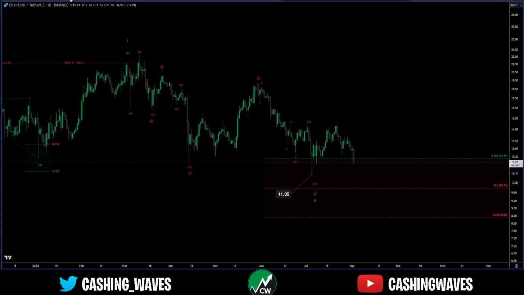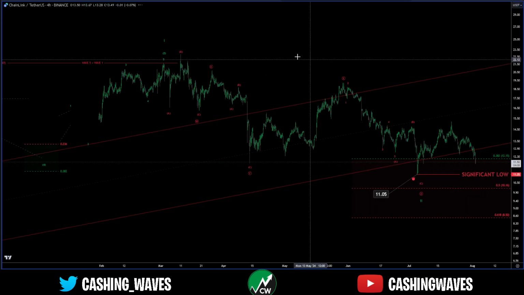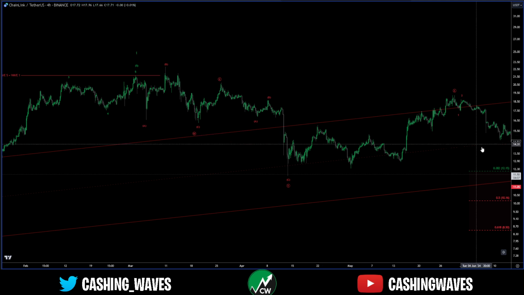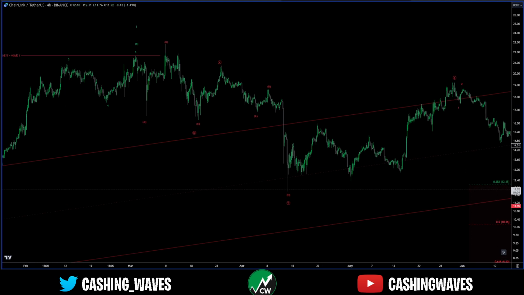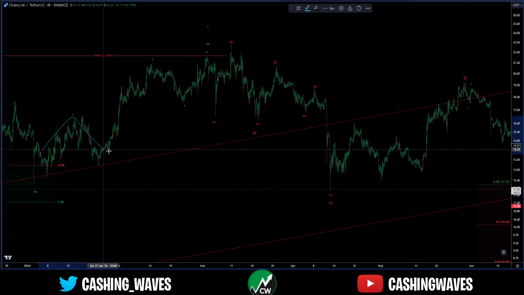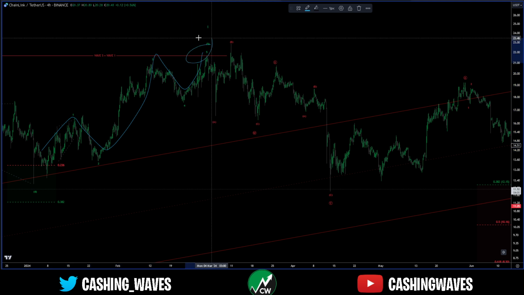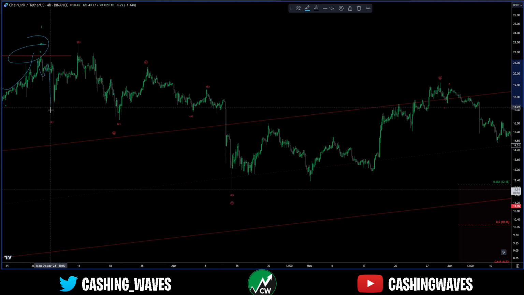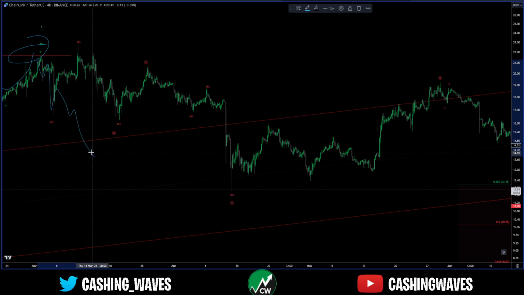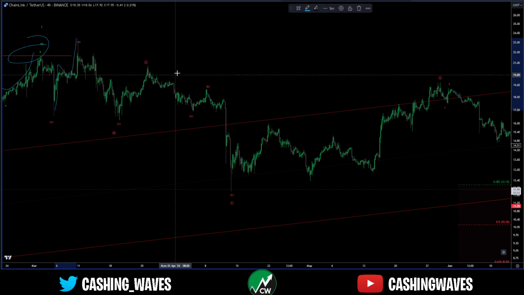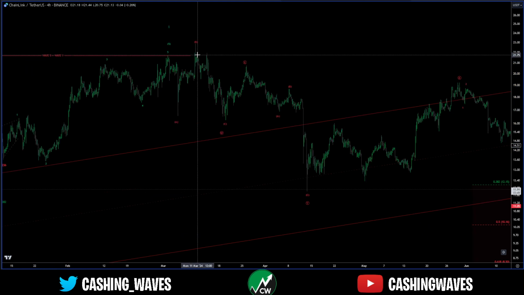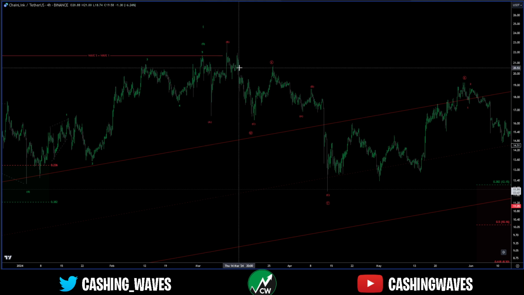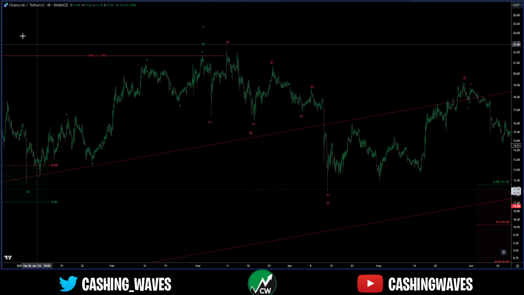But the issue with this count and why it's been so hard to track this correction is the fact that our fifth wave completed in 5 waves here, right here at the 1-to-1 at 21.69. We then had a 3-wave pullback. We wanted to see continuation to the downside, but we actually got a 3-wave move back above the 5th wave. Our 5th wave is here. This ends up being a complex correction.